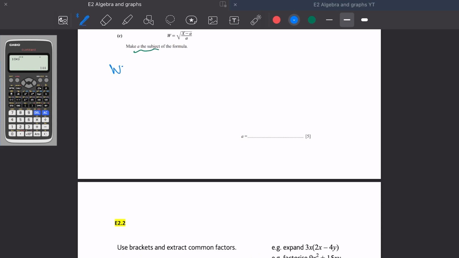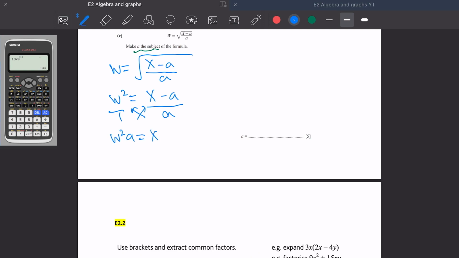Now the next question is make a the subject of the formula. W is equal to root of x minus a over a. So you have to get rid of the square root first. So let's square both sides. W square is equal to x minus a over a. Let's cross multiply. W square a is equal to x minus a.